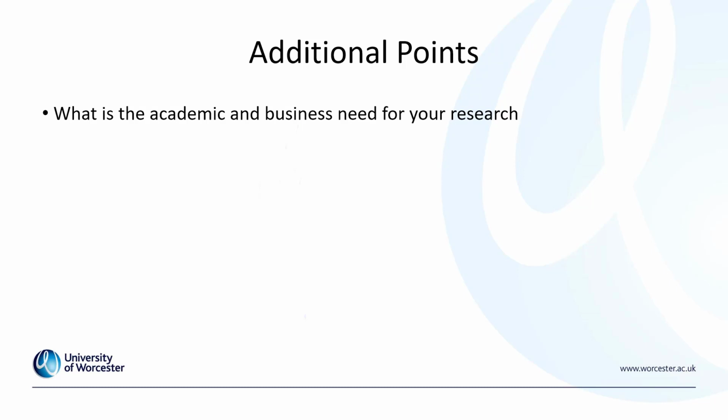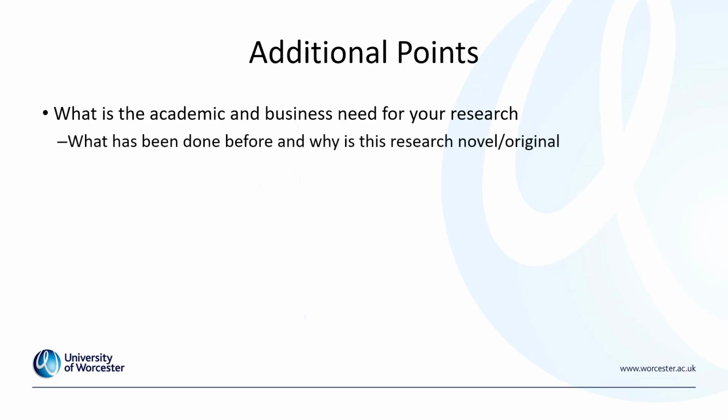In order to do this, you need to think about what has been done before and why this research is novel and original. Of course, if the same research has already been done before, there is no academic need for this. So you need to be able to explain where there is a gap in the literature. This might be around the context of the industry, of the variables used, of the methods you're using. But you need to be able to explicitly say why and how your research is novel and original.